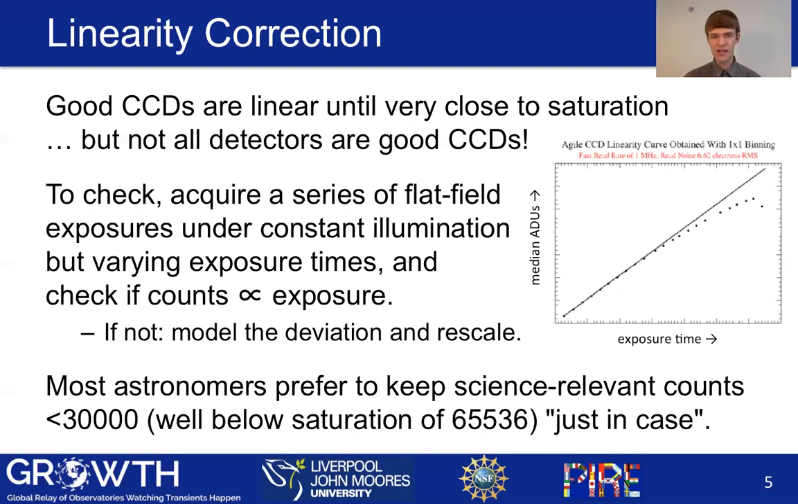While most CCDs are good to 60,000 or at least up until 50,000 counts, most astronomers do prefer, just in case, to keep their science relevant counts for important observations and for their flat field calibrations in particular, around or below about 30,000 counts, just in case there are additional nonlinearities that weren't noticed.